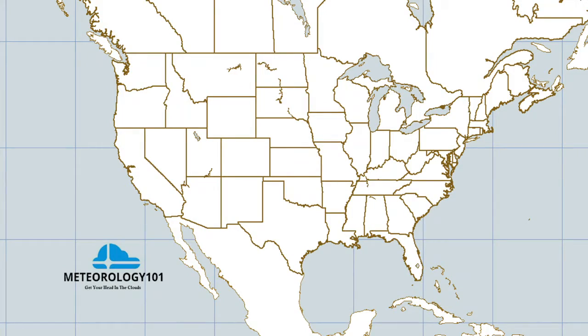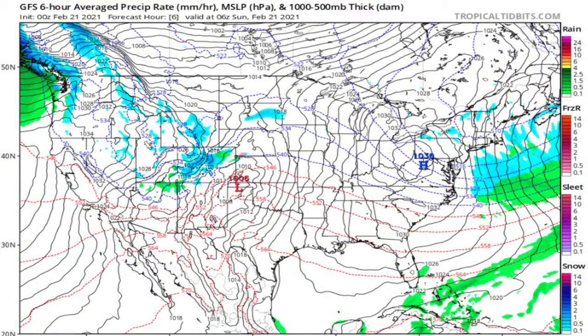Alright, let's go over to Tropical Tidbits. We're going to pull this one and run through these models. See what we got. So we do have the high pressure over West Virginia. This is valid 06Z on Sunday. And a low pressure system showing over the panhandle of Oklahoma. Some snowfall over Colorado. Look at the radar again to verify that one.